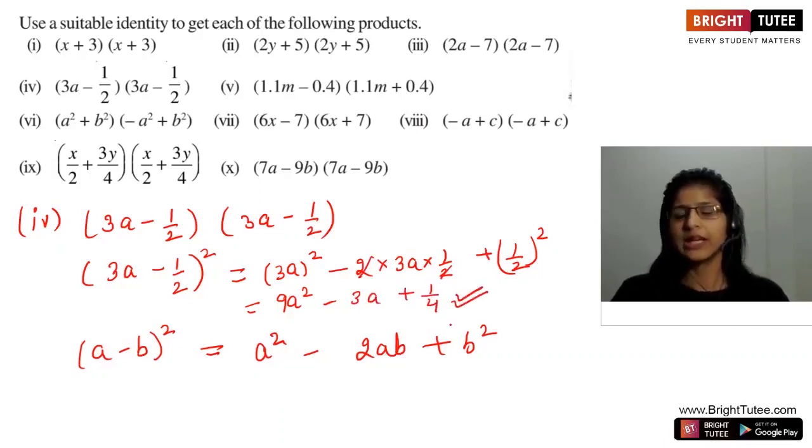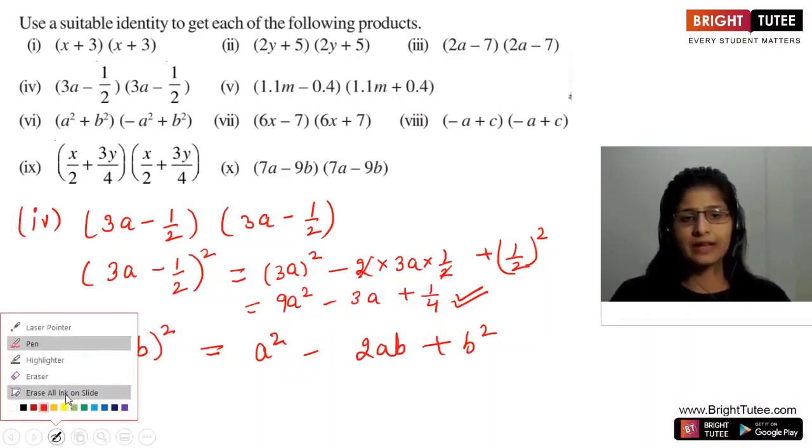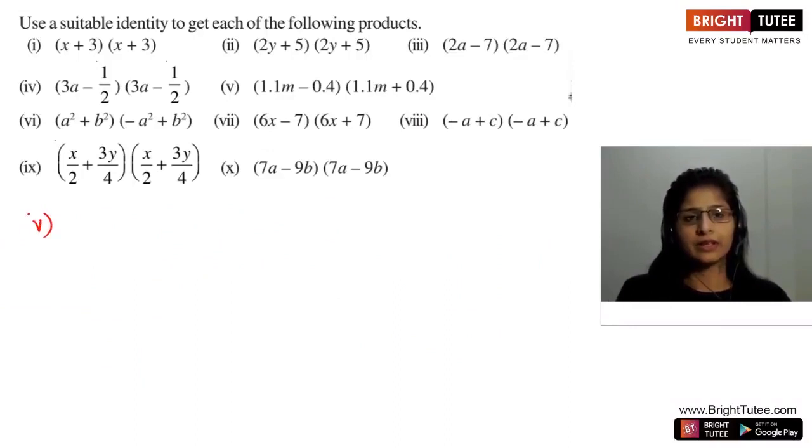So this would be the answer of it. Are you getting what we are doing? Using the suitable identities, we are finding out the product. Okay. Now, in the fifth part, we are given 1.1 m minus 0.4 and 1.1 m plus 0.4.